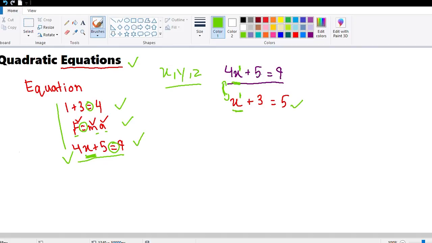So in the word quadratic over here, there is another word, right here, which is quad. Let's write that down right over here. Quad.